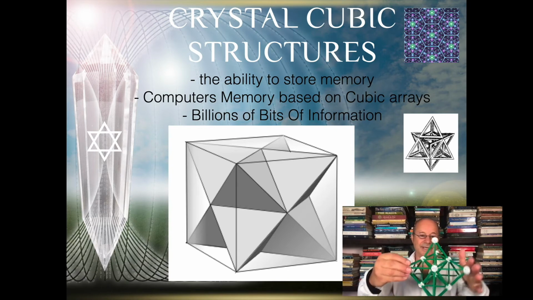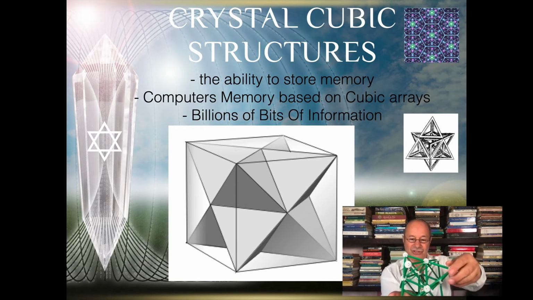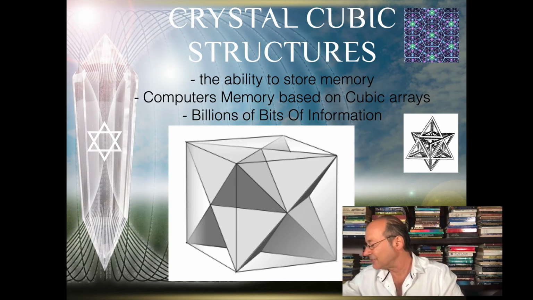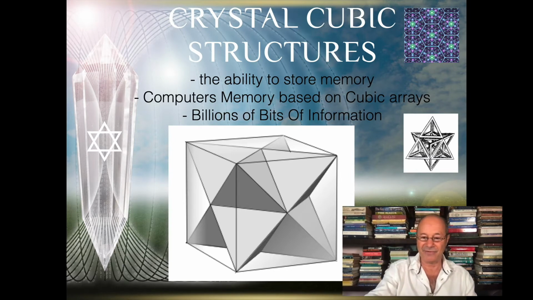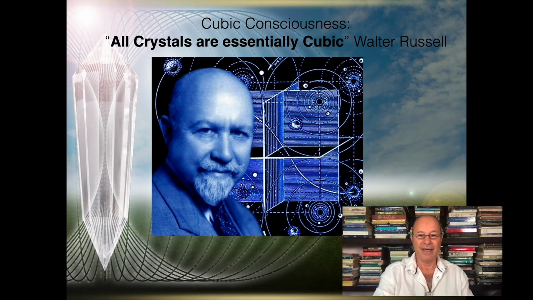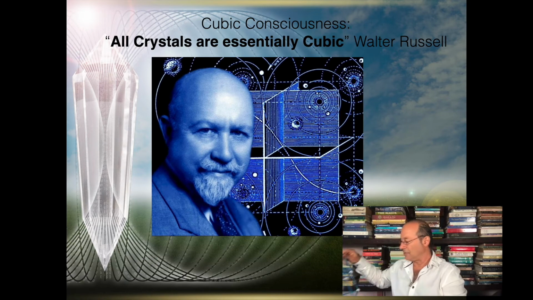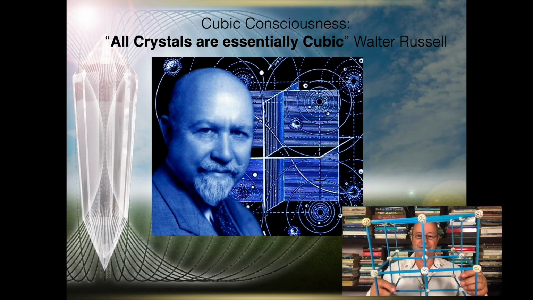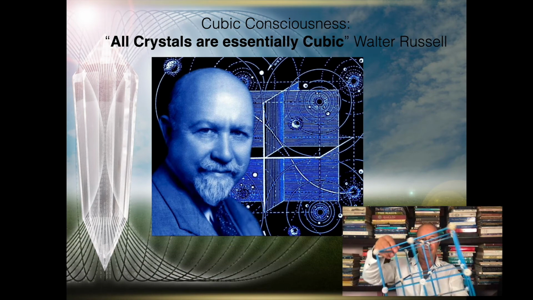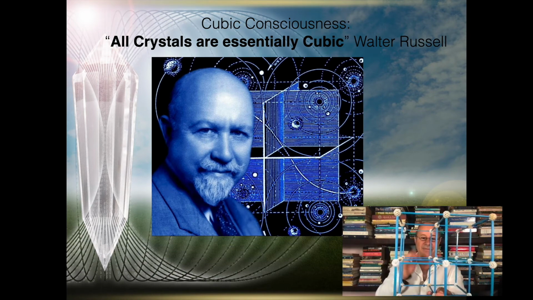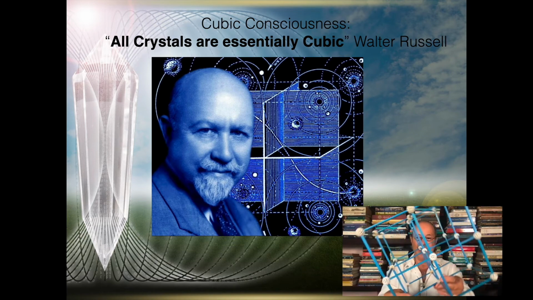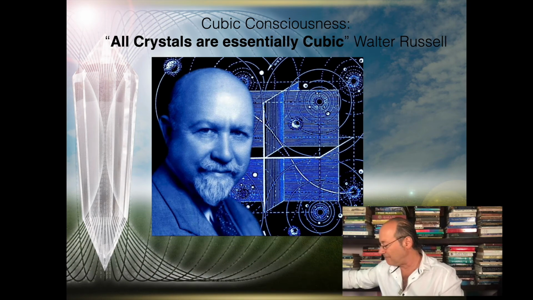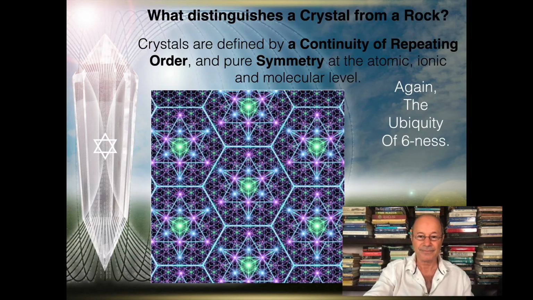So if I joined these 8 corners, you could see it actually forms the cube. So the star tetra is your Merkaba, your light vehicle. And we have Walter Russell, who worked a lot on the inside of the cube, and he's basically saying that all crystals are essentially cubic. And you can see here that there's the 3 planes. There's the X, Y, and Z axis, and that contains and stores billions and trillions of bits of information.